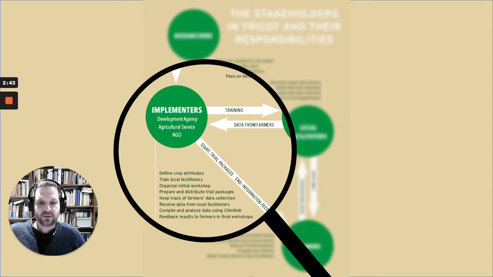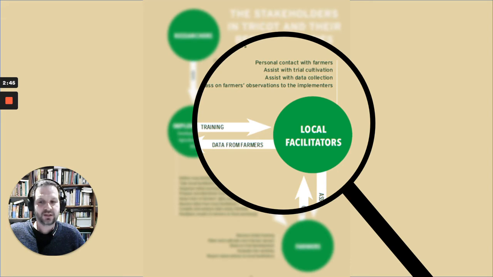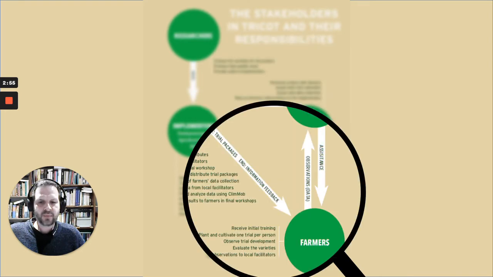Then, of course, the local field agents also need careful attention. They need to be well trained, even though the process is easy. They need to be very confident that they can do it. And then, of course, the whole approach relies on farmers as very motivated citizen scientists. So the farmers are central, and their experience should be very carefully taken into account.